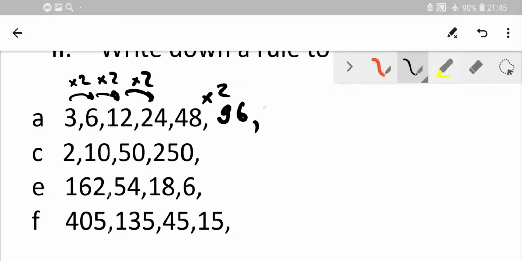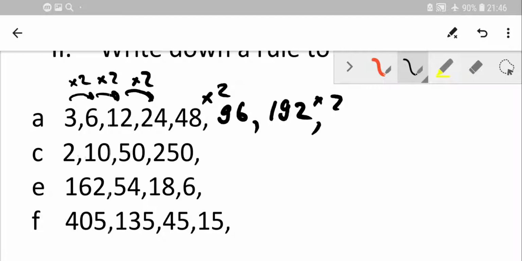All right. So the next term becomes 192. All right. So for the next term just multiply by 2. I want to do that because it's about the calculator. You've got the principle. All right, so C, E, F.